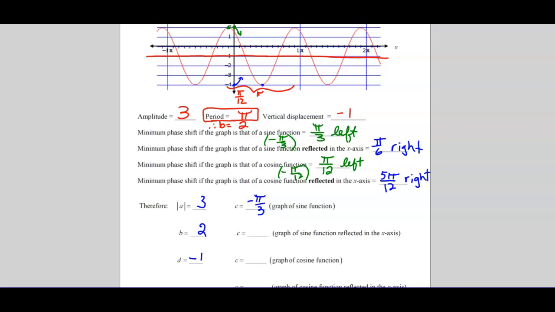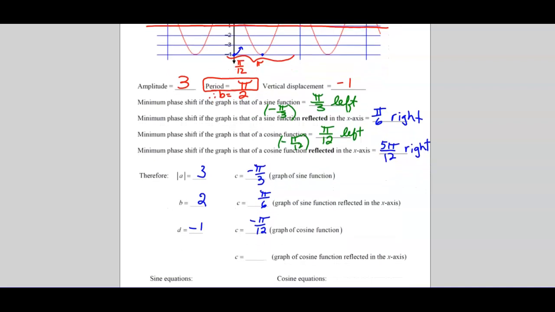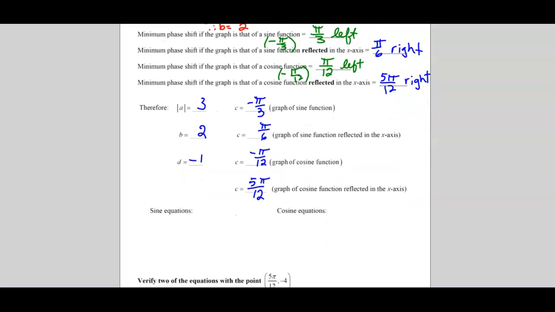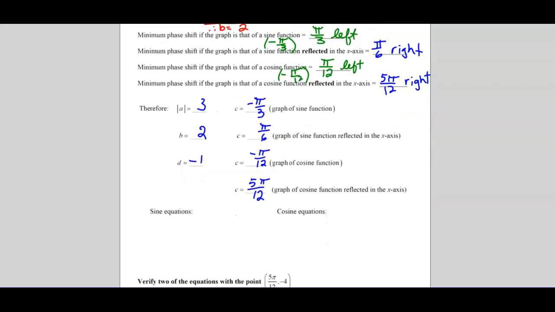Pi over 3 left. For the reflected sine, it's to the right, so it's positive pi over 6. For the cosine graph, it's to the left, so it's negative pi over 12. And reflected cosine is to the right, 5 pi over 12. So those are the only things that are going to change when we write out all of the equations.